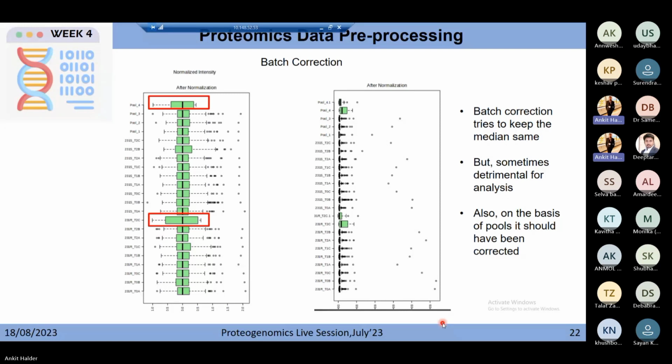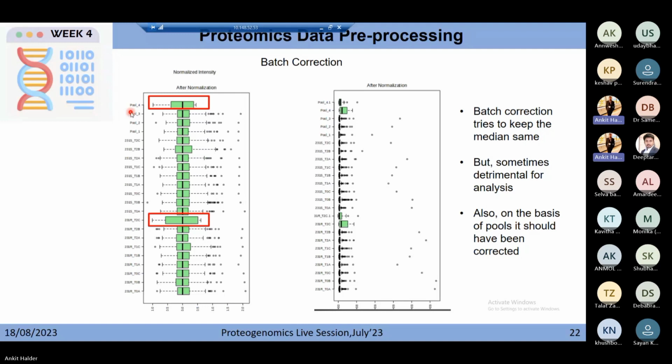For example, if you are running a pool sample, you can see that these are the pool samples. A pool sample is the same sample. Why these experimental strategies are important is that if you have pool samples and you are running one after each 5 samples, it is technically the same sample. Pool samples are made from all the samples that you are running, so they represent all your groups and all your samples. So if you are running those, technically that same sample should behave in the same way.